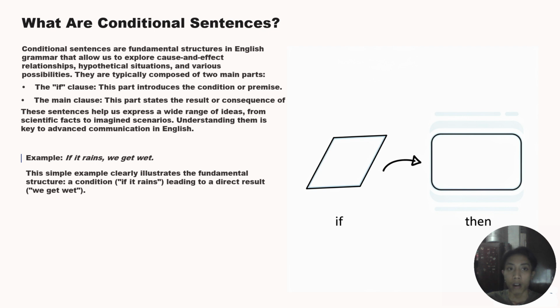Conditional sentences are a fundamental structure in English grammar that allow us to explore cause and effect relationships, hypothetical situations, and various possibilities. The if clause introduces the condition or premise. The main clause states the result or consequence. These sentences help us express a wide range of ideas. Example: if it rains, we get wet.